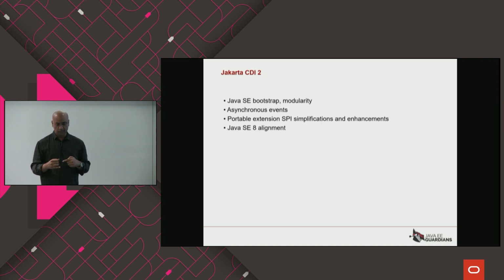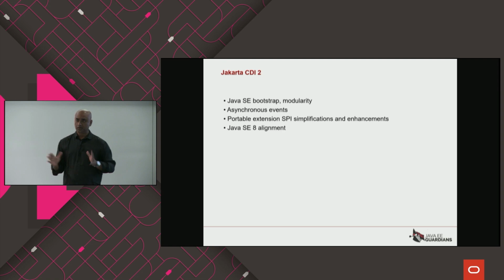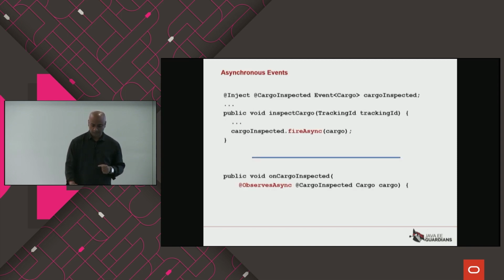Asynchronous events is something I'll show you in an example. The portable extensions API has also been improved through field experience, so basically getting other people's input on what needs to be changed in the CDI SPI, and that will allow you to use CDI for creating your own third-party integrations with Java EE. And there was also some Java SE 8 alignment work done here as well.